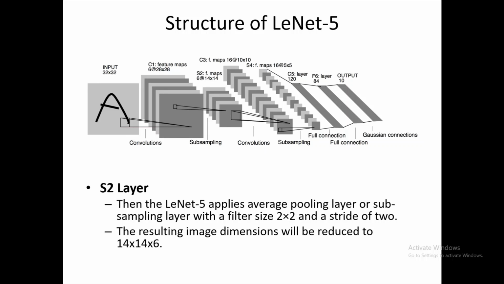In the S2 layer, LeNet-5 applies an average pooling operation, and we call it the average pooling layer or subsampling layer, with a filter size of 2 by 2 and stride of 2. The resulting image dimension is reduced to 14 by 14 with the same depth as the previous layer, which is 6.